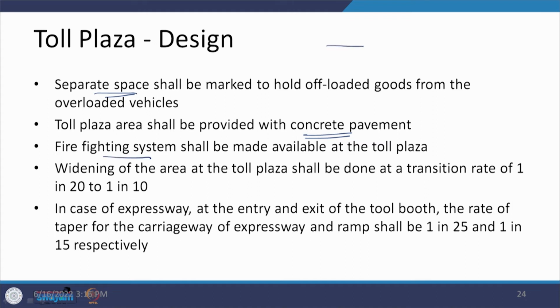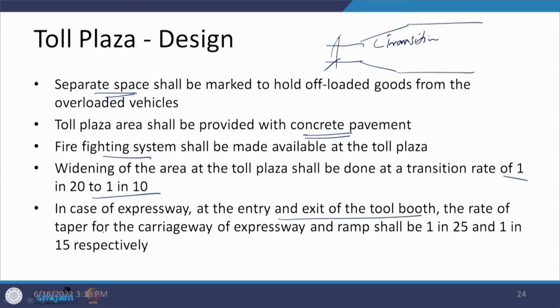Now, when you are talking about this system, that means this 4-lane or 6-lane system is being widened. So, there is a transition here, and this transition rate can be 1 in 20 to 1 in 10. In the case of expressways, at the entry and exit of the toll booth, the rate of taper for the carriageway of the expressway and the ramp are 1 in 25 and 1 in 15 respectively. So, these are the values at which all of these things are being done.